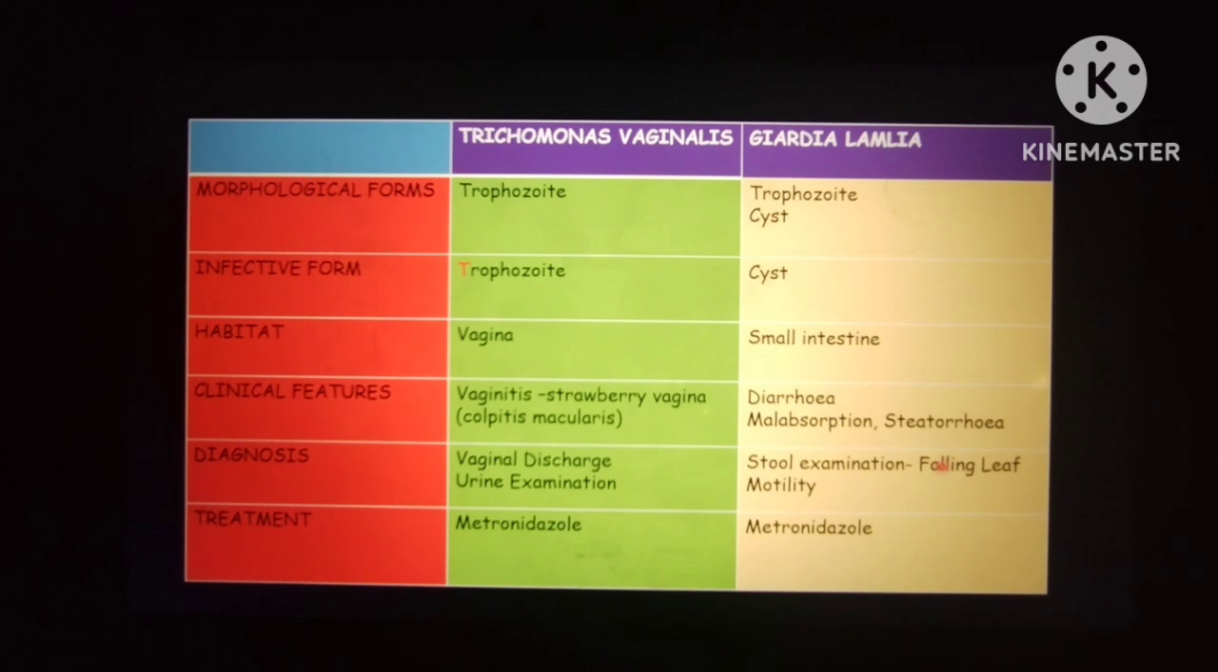And again for Trichomonas there is a jerky motility. So here it is falling leaf and here it is jerky motility. And treatment, both you can give metronidazole. So friends, again here it is an important test for Giardia lamblia. It is in lamblia. So here what is important is called the entero test or the string test.